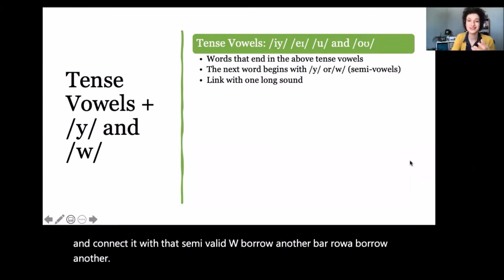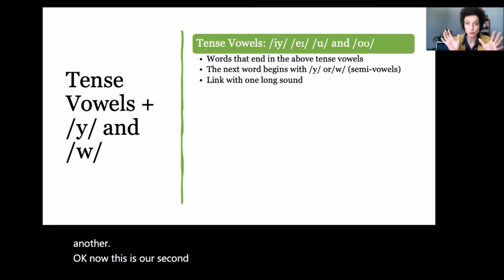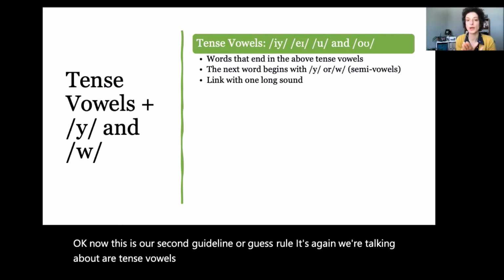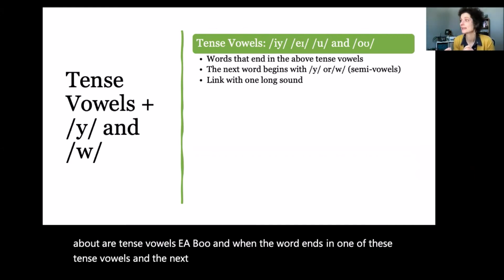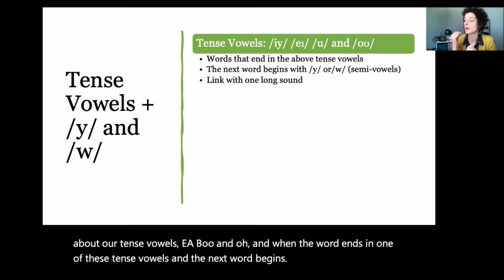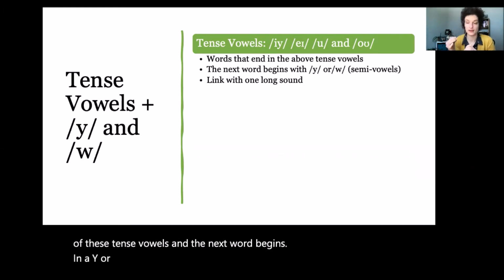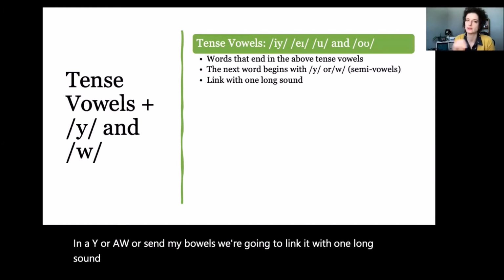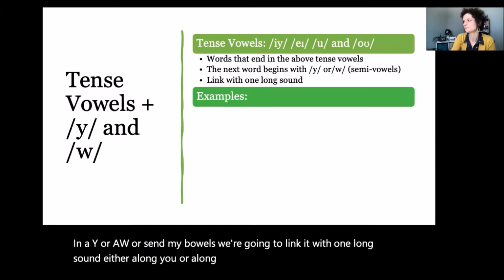Okay, now this is our second guideline, or I guess rule. Again, we're talking about our tense vowels, E, A, U, and O. And when the word ends in one of these tense vowels and the next word begins in a Y or a W, or semi-vowels, we are going to link it with one long sound, either a long Y or a long W sound. Let's look.